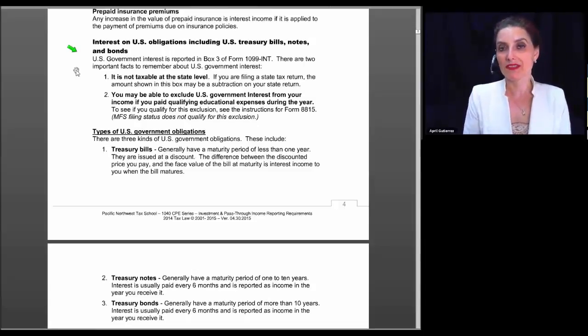But the other, probably more important thing and more common thing about U.S. bond interest is that the states are not allowed to tax it. So any amount of income reported on the federal return for U.S. bond interest is going to be tax exempt at the state level. The states are not allowed to tax it.